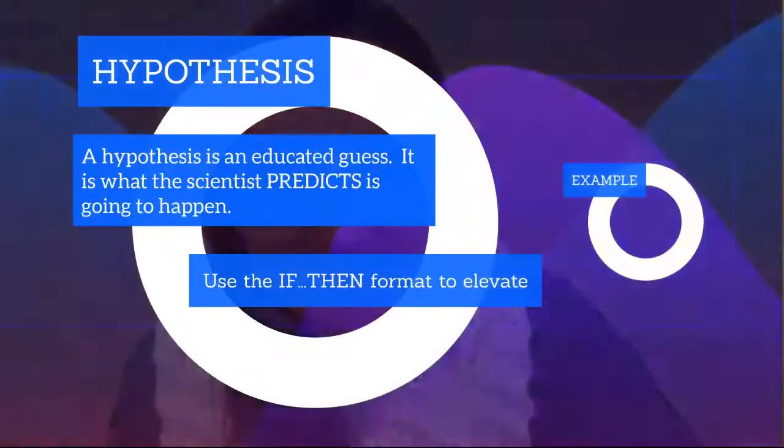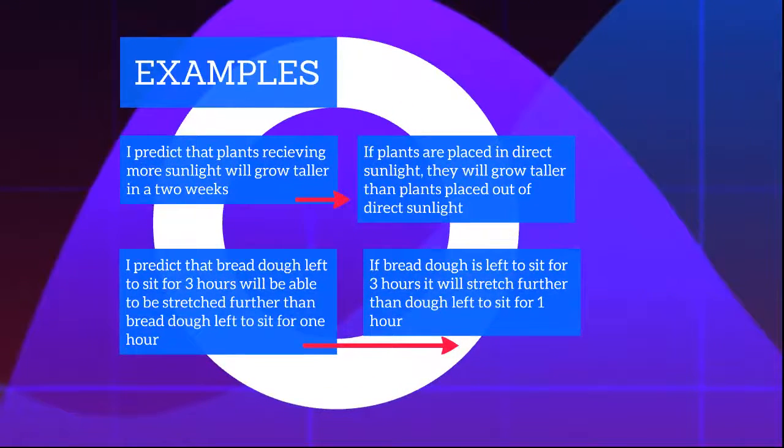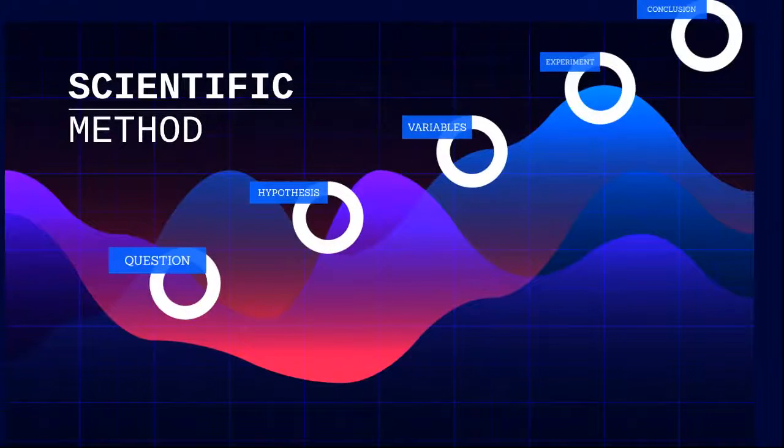Some examples of that include: I predict that plants receiving more sunlight will grow taller in a 2-week period. If plants are placed in direct sunlight, they will grow taller than plants placed out of direct sunlight. That one's making it more of a statement and not 'I predict.' I predict that bread dough left to sit for 3 hours will be able to be stretched further than bread dough left to sit for 1 hour. If bread dough is left to sit for 3 hours, it will stretch further than dough left to sit for 1 hour. Okay, so that's our question, and then we're predicting what's happening with an educated guess in our hypothesis.